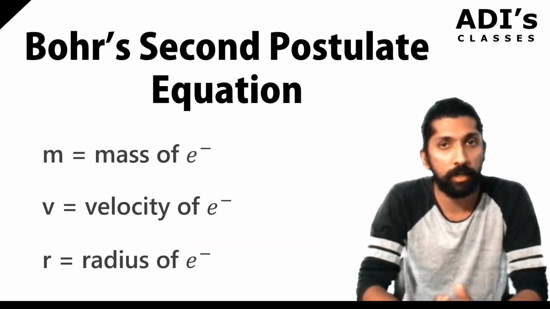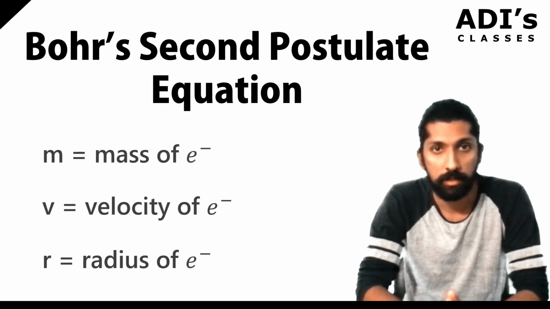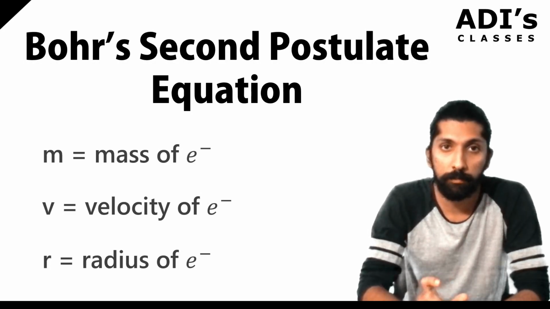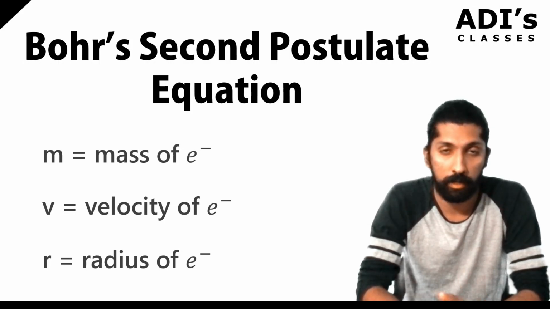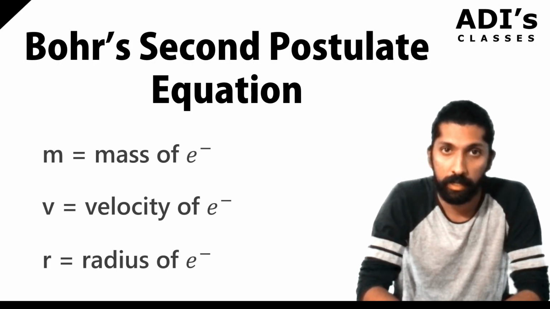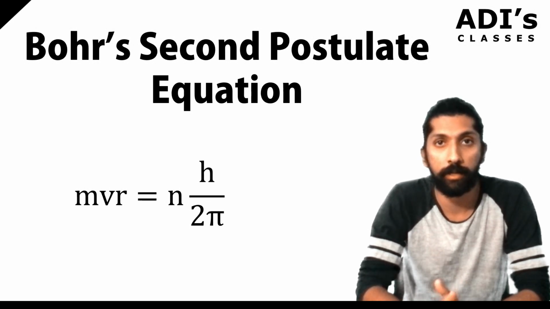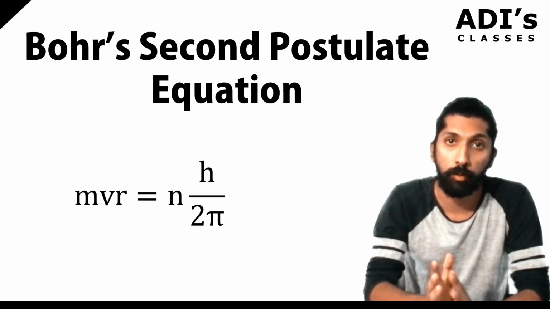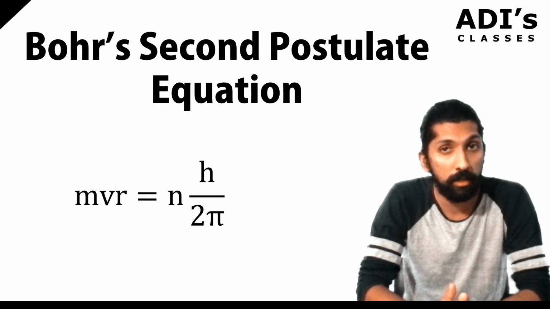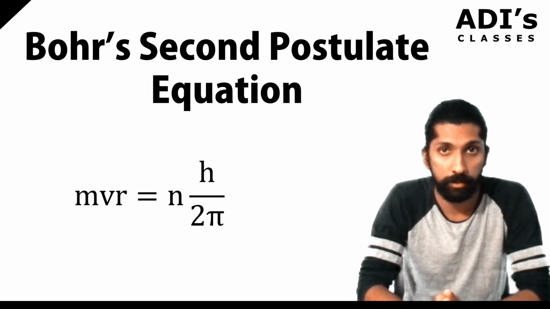Now, mathematically, suppose m is the mass and v is the velocity of the electron, moving in a particular orbit of radius r. Then we get mvr equal to n into h by 2 pi. This is the mathematical form of the second postulate of Bohr. That is, mvr equals nh by 2 pi, where n is an integer.